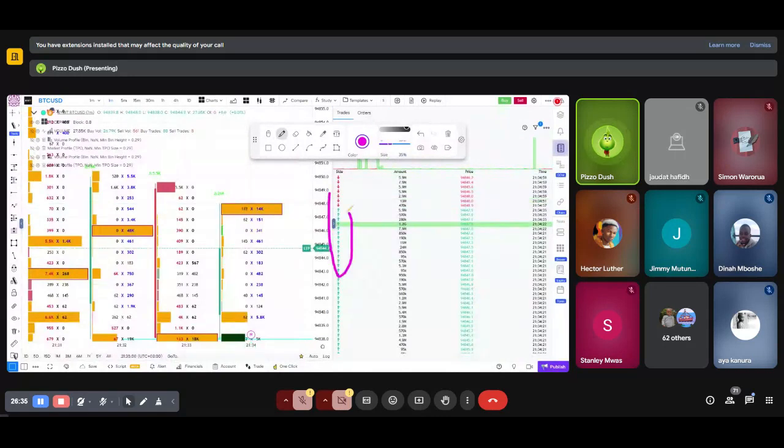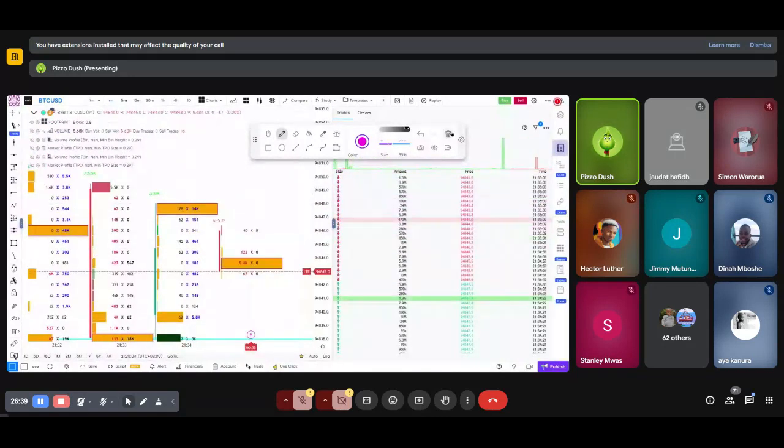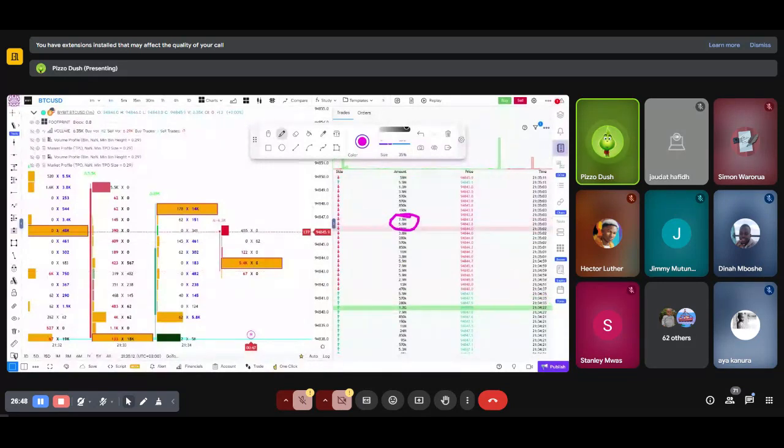Hizi green ni orders zenye zinaingia za buys, red ni orders zenye zinaingia za sells. So you can basically see a big institution place. You can see 470 million worth of amount imeingia kwa market. So you can basically see each and every amount ama each and every order yenye inaingia kwa market. So green is for buys, red is for sales.